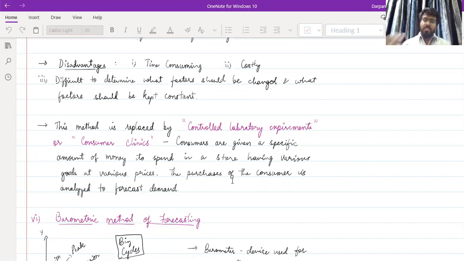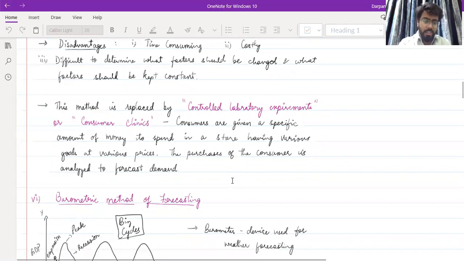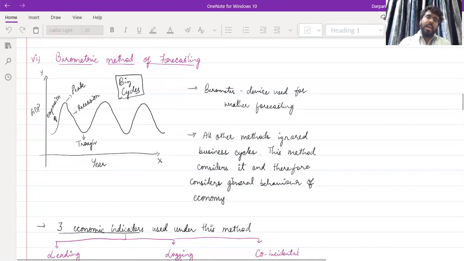Okay, 5 consumers have bought this, 10 consumers have bought this, so this particular good is more preferred, correct? Then the barometric method of forecasting. What is this? This takes into account your business cycles also, which is your chapter 5. Your expansion, peak, recession, and trough are the different business cycles. It will take these into account while forecasting demand.